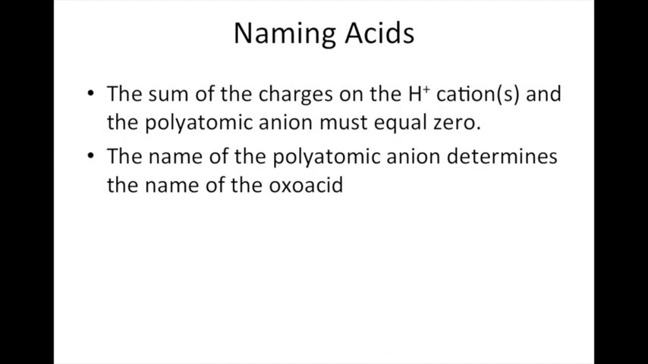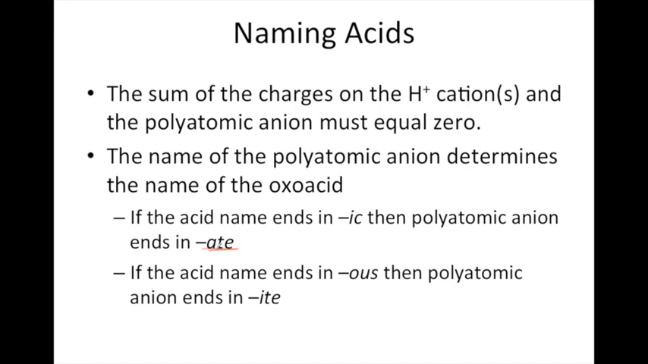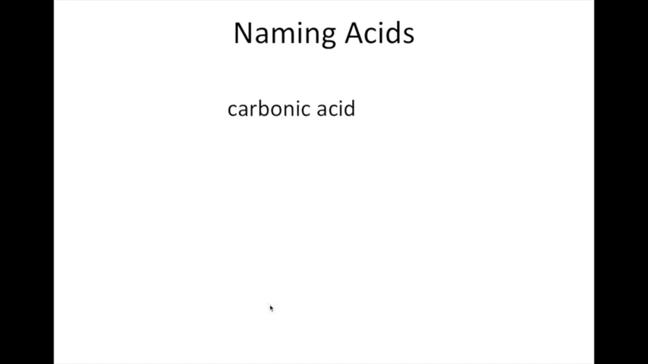So the name of the polyatomic anion, of course, is going to determine the oxoacid. So we kind of work in reverse here. We look at the name of the acid, and if it ends in ic, then we know that our polyatomic anion will end in ate. And if our acid ends in ous, then that tells us that our polyatomic anion will end in ite. Let's look at an example here.